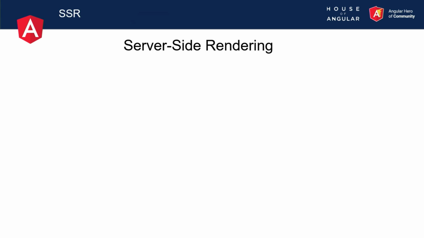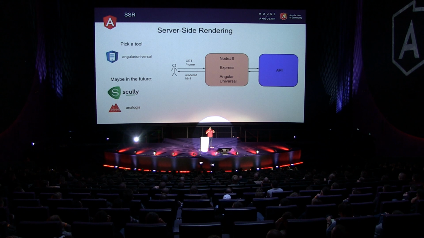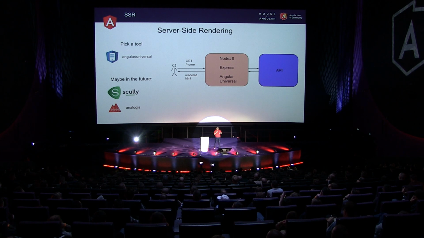Server-side rendering, in contrast, has only one tool right now and maybe a couple of others in the future, but right now it's just Angular Universal. The main point is that you have a server handling the traffic, rendering stuff for the user on that request, and querying the API. It runs on Node.js and Express, and you have to worry about deploying it, and so on.